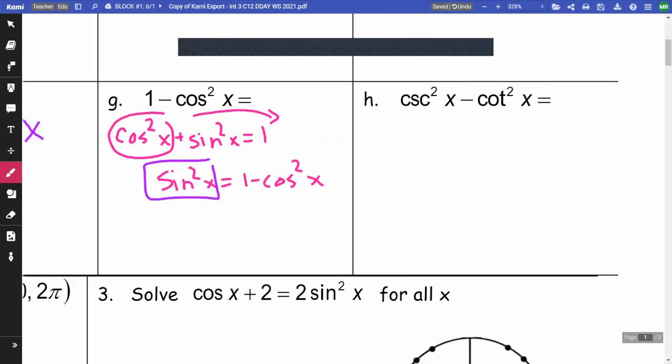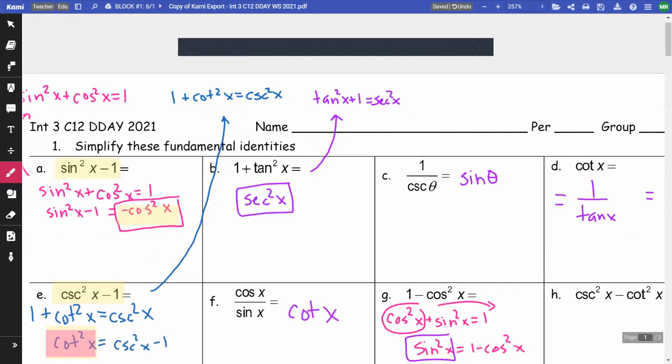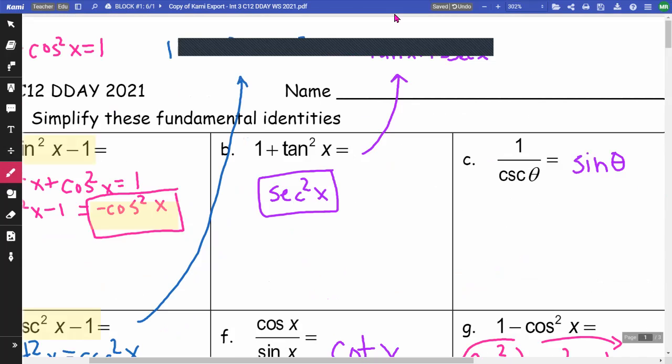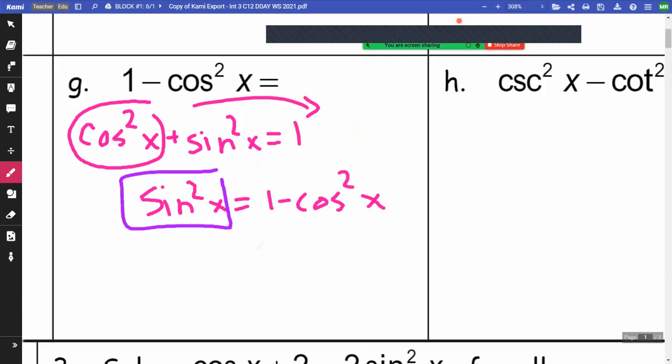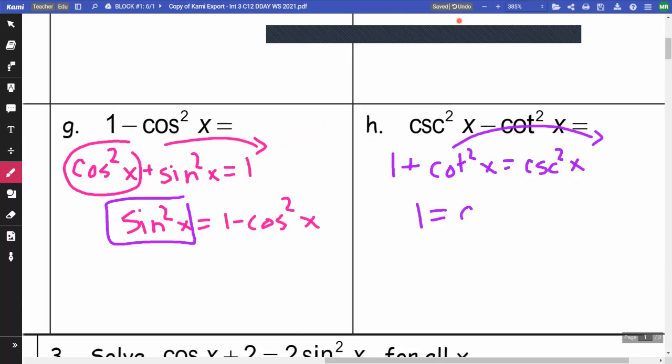On H, again, if we look up at these, I'm going to be looking at the 1 plus cotangent squared x is equal to cosecant squared x, okay? So 1 plus cotangent squared x is equal to cosecant squared x. And I want my cosecant squared x with my tan, so I'm going to take this to the other side. So this is going to equal 1. Cosecant squared x minus cotangent squared x is a 1. That's your answer, 1.